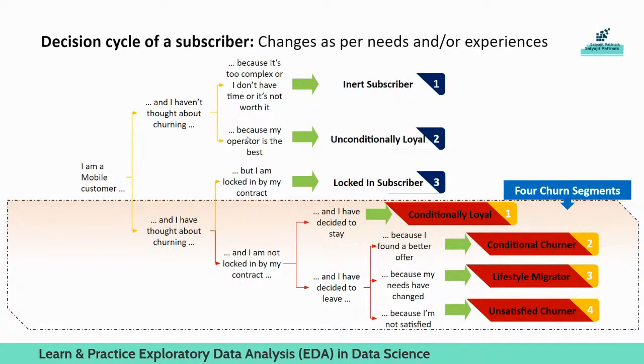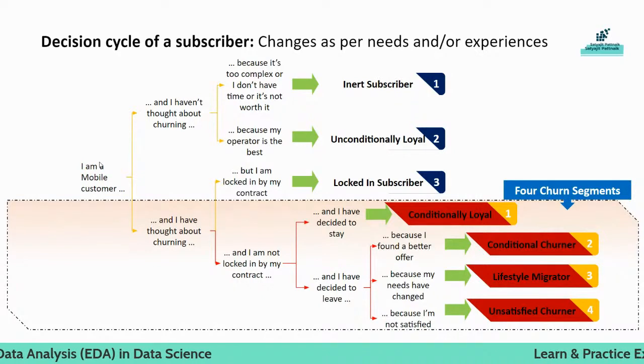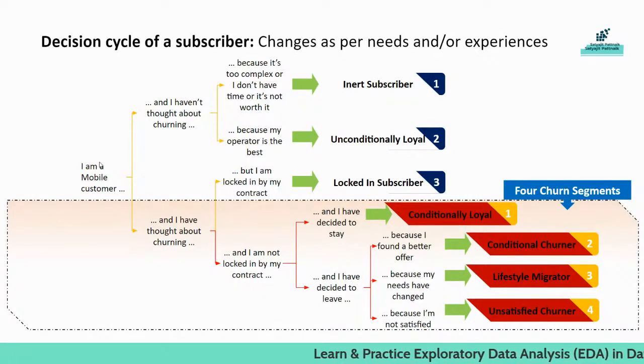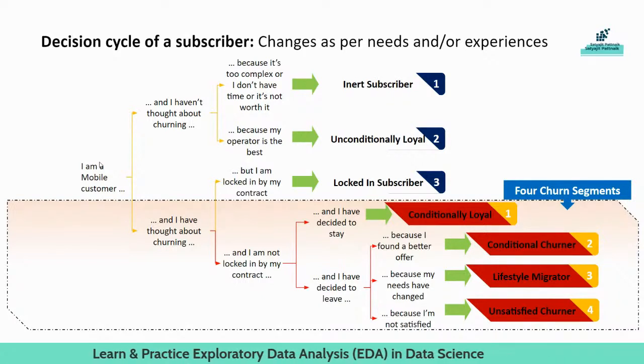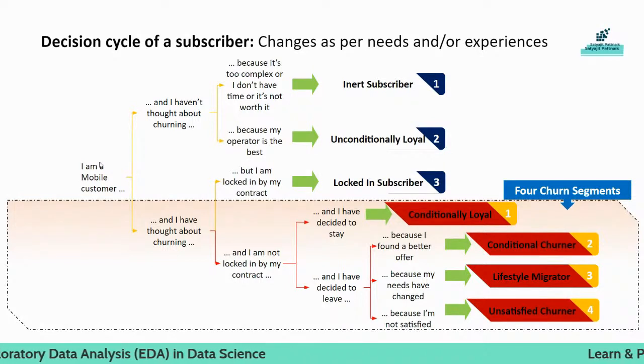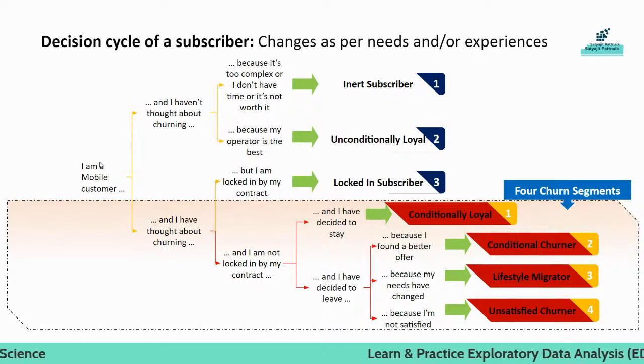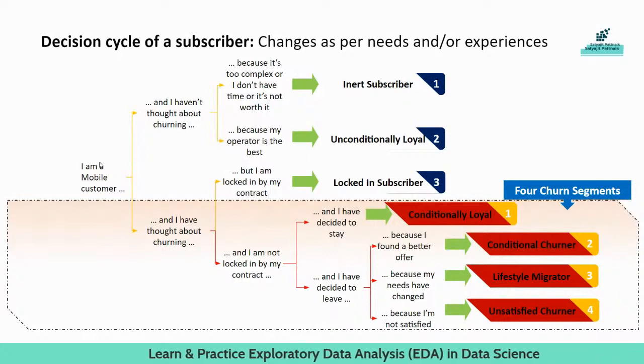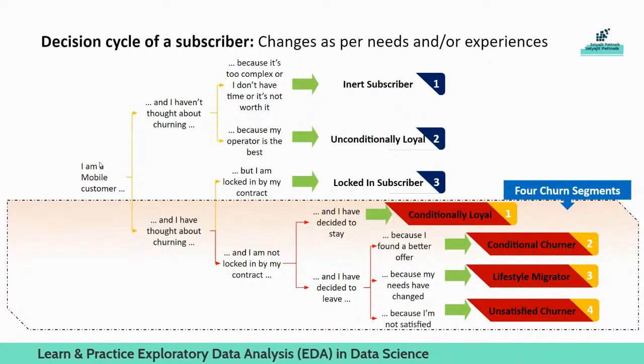Now my father falls into this category because he's a BSNL subscriber and he's been using BSNL for the last 10 years or 20 years. Okay. So he is an unconditionally loyal customer. So irrespective of whether n number of features come in tomorrow, even if Vodafone gives everything in 199, he will not be able to churn from BSNL, because he's an unconditionally loyal customer.